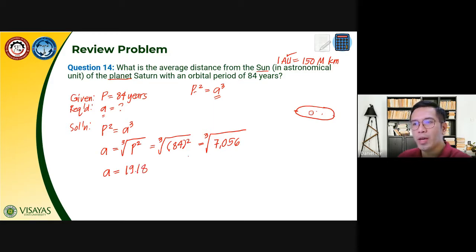that is 19.18. As we discussed during our last discussion, there is no need to put the unit years here, because automatically if your orbital period is in years, your A is already in AU. So this 19.18 is already in AU. Put your final answer in a box. That will be your final answer.